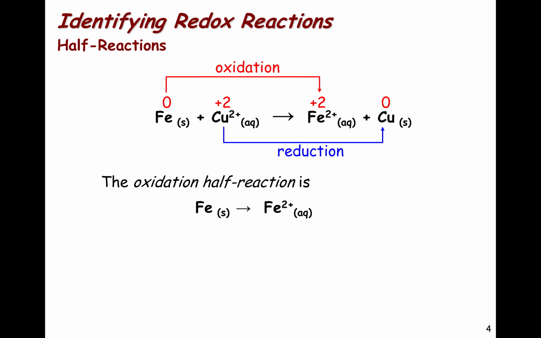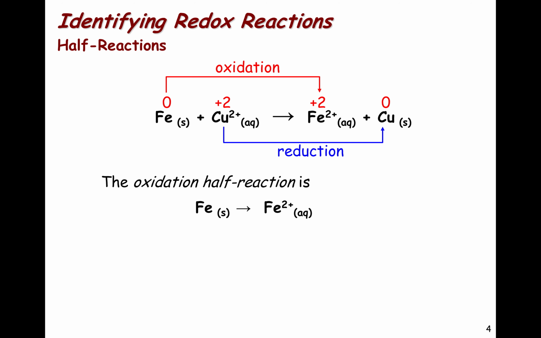So, in terms of the half reactions, we can write the half reaction by writing the 2 species involved. In this case, we have an iron going to iron 2 plus. Now we have to worry about balancing charge, and once we've balanced the elements involved, we can balance charge by adding electrons. We have to have both sides have the same amount of charge.